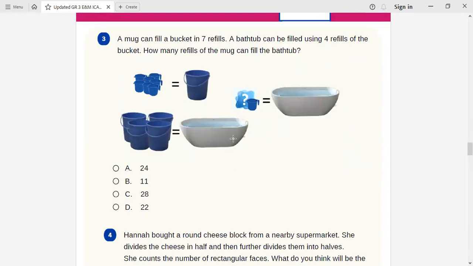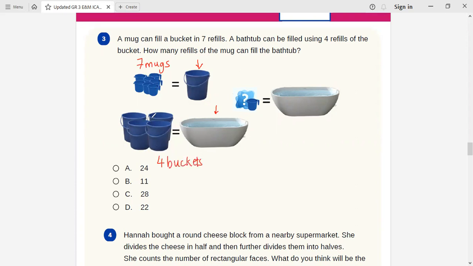This question says, a mug can fill a bucket in 7 refills. A bathtub can be filled using 4 refills of the bucket. How many refills of the mug can fill the bathtub? Now again, let us go sentence by sentence. For this one bucket, I need 7 mugs. And for this one bathtub, I need 4 buckets.